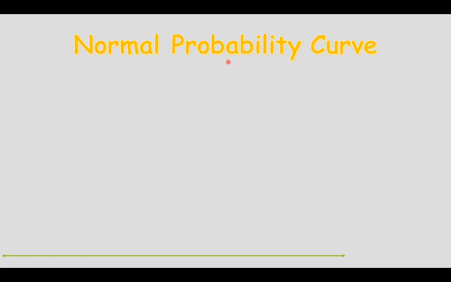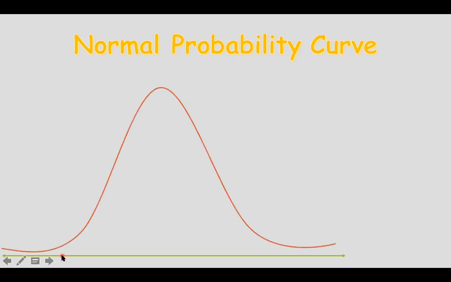This is also known as the Gaussian distribution because it was given by a scientist named Gauss. And for the normal probability curve, we draw the horizontal line, and then we draw this curve like this, which is the normal probability curve. As you can see, the shape of this curve resembles the shape of a bell. So this is also known as the bell shaped curve.